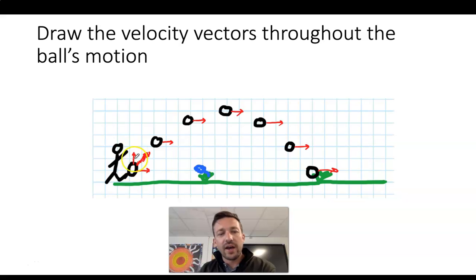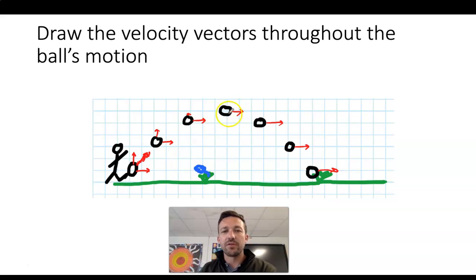Now, I gave it an upwards velocity, because when you kicked it, it went upwards with some amount of velocity. What's going to happen to that velocity as it flies higher and higher in the air? Gravity is going to slow it down. So that velocity vector should get smaller and smaller as it flies in the air, until it reaches the maximum height.